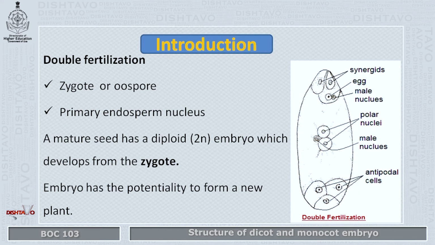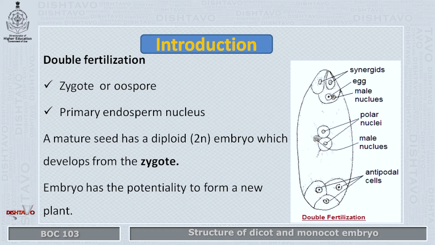Let us briefly see what happens during double fertilization. When the two male gametes enter the embryo sac, one male gamete fuses with the egg cell and the other male gamete fuses with the diploid primary endosperm nucleus. The male gamete which fuses with the egg cell forms a diploid zygote or the oospore, and the male gamete which fuses with the secondary nucleus forms a triploid primary endosperm nucleus.